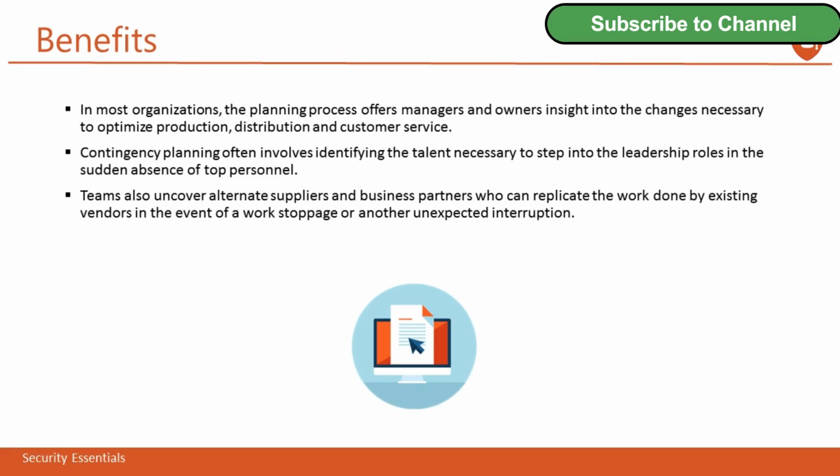So, what are the benefits of contingency and continuity planning? In most organizations, the planning process offers managers and owners insight into the changes necessary to optimize production, distribution, and customer service. Contingency planning also involves identifying the talent necessary to step into leadership roles in the sudden absence of top personnel. Teams also uncover alternate suppliers and business partners who can replicate the work done by existing vendors in the event of a work stoppage or another unexpected interruption.